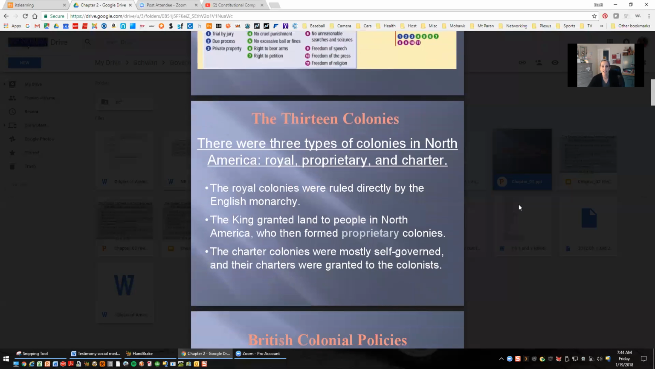All right, the 13 colonies. America was established with 13 different types of colonies, whether they were royal, proprietary, or charter. So those royal colonies are defined as those ruled directly by the English monarchy, probably under the strictest control. The king granted land to people in North America, and then those formed proprietary colonies. And then the third type of colony is a charter colony, and those were mostly self-governed. Those were the most free to kind of do what they please without the infringement upon the king.